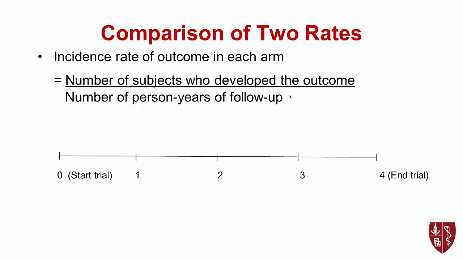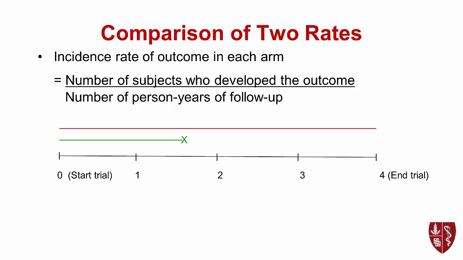So to demonstrate that, I'm going to give you a really easy example. Let's say a trial was designed for 4 years. Now, subject number 1, shown here in this red bar, started the study at time 0, was followed up for the entire duration of 4 years, and never developed the outcome. So this subject would contribute 4 years in the denominator for the rate computation.